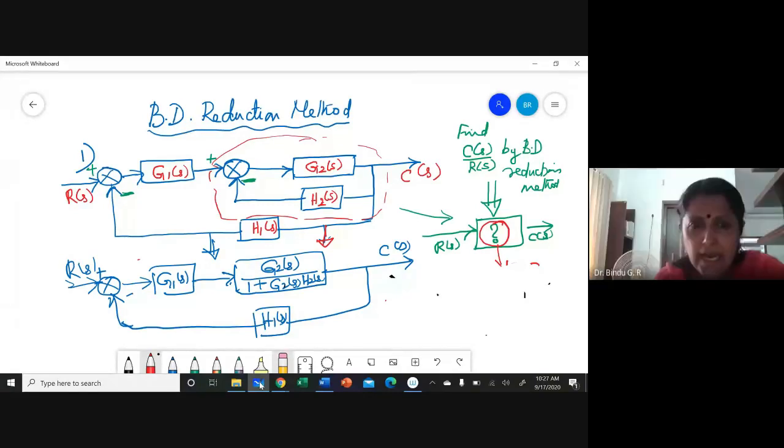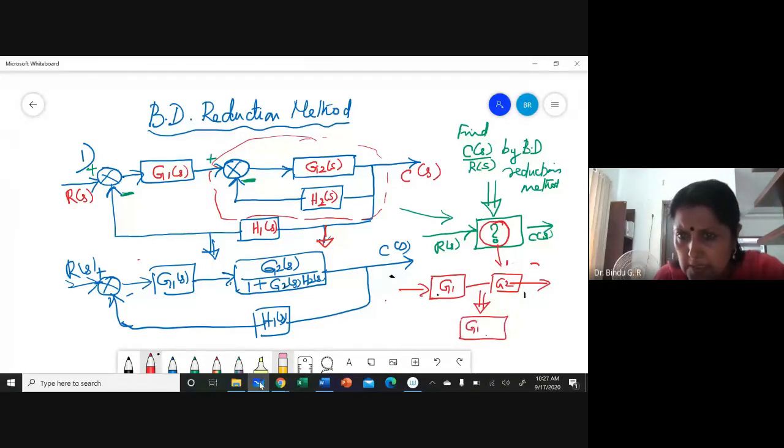Yes, ma'am. Abhirami, do you have any idea? What will the next step be? How can you convert this into a single block? Now, if I have two blocks like this, G1 and G2, with an input here and an output here, I can always convert this into G1, G2.